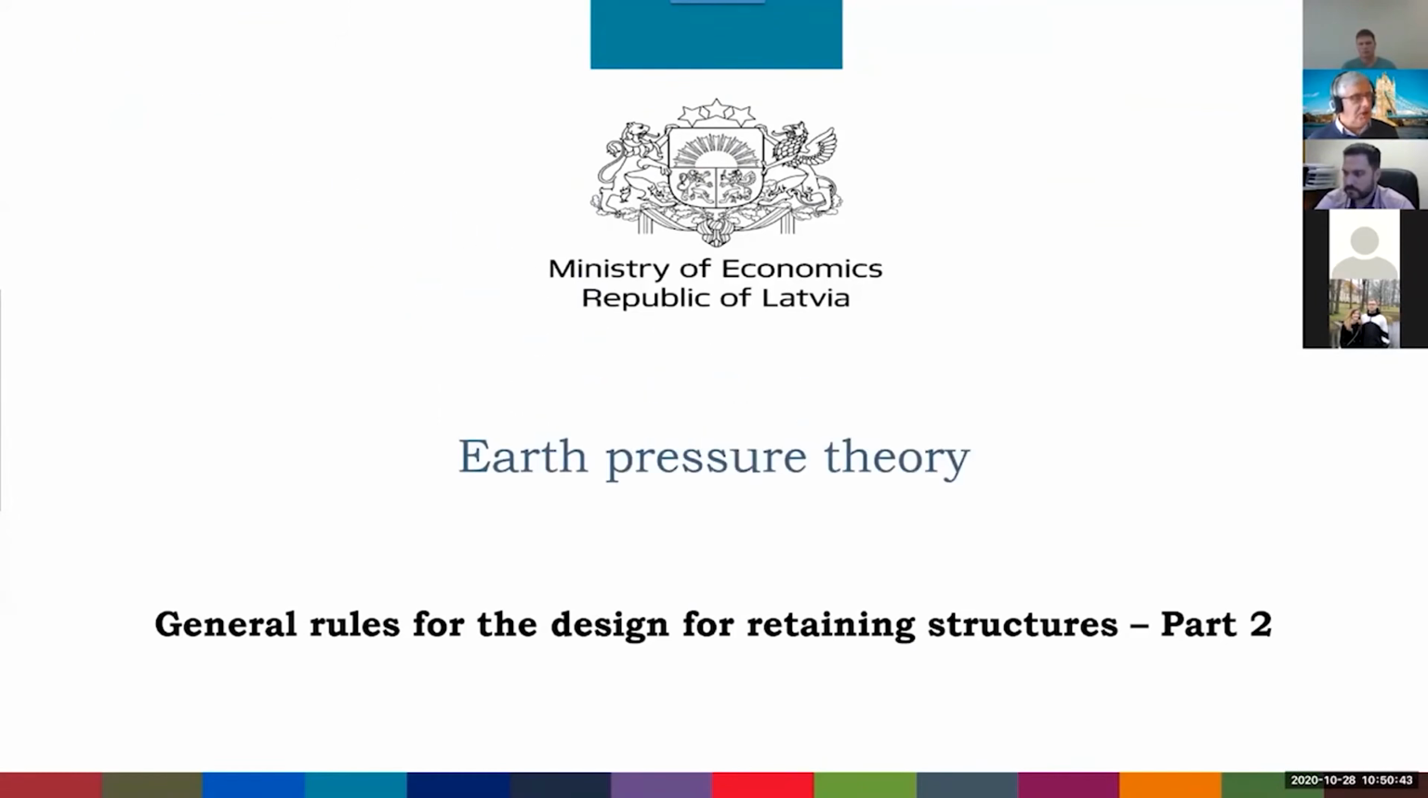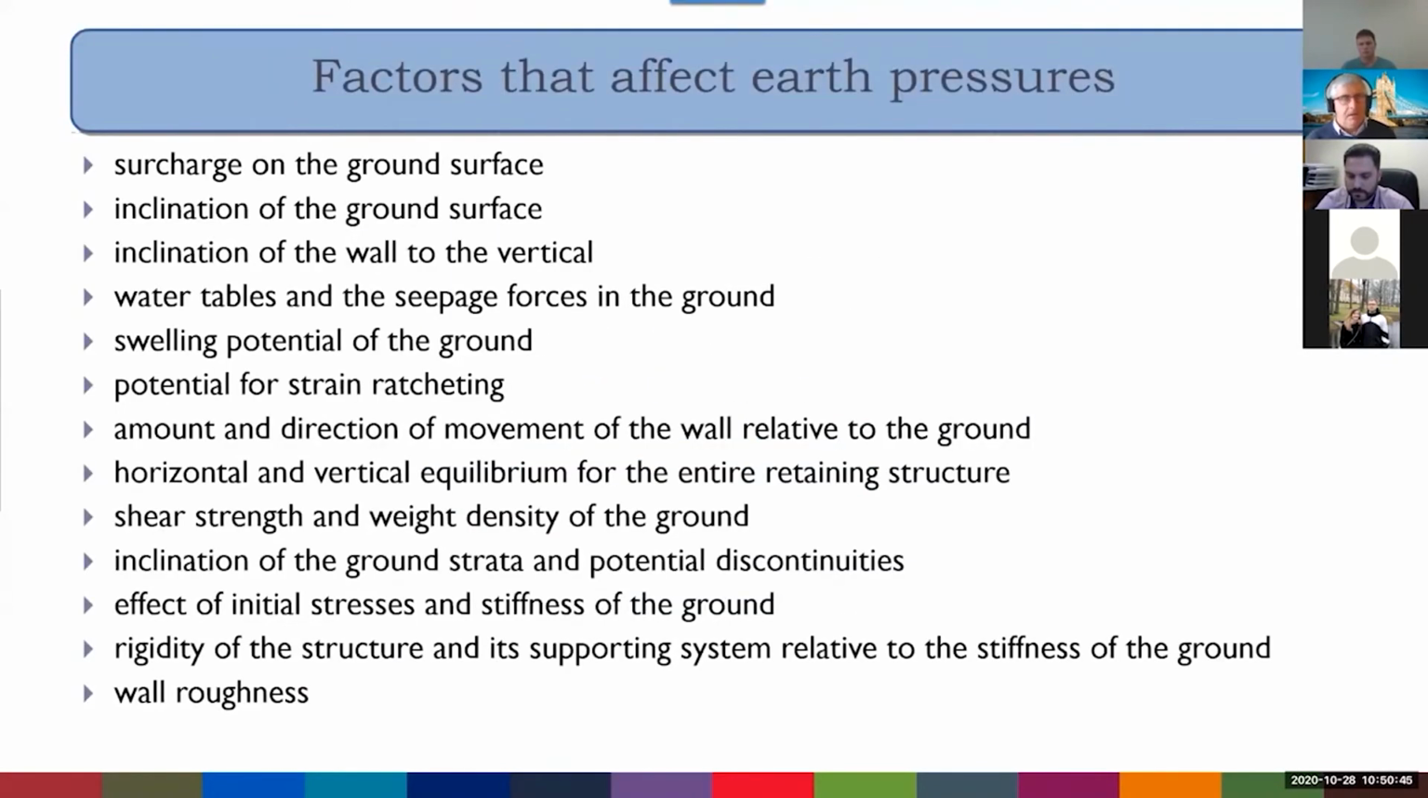So, earth pressure theory, back to fundamentals. There are a very large number of things that affect the earth pressure behind a retaining wall. The surcharge on the ground surface, the inclination of the ground surface, the inclination of the wall, water tables. We've been talking about not just water tables where the water is static, but seepage water tables, water flowing round a wall. Swelling of the ground, strain ratcheting, where the wall moves, stops, often involved with the presence of ice.